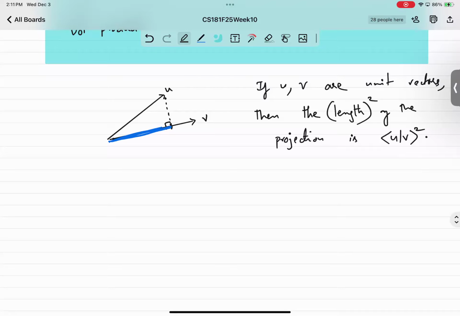The length squared is the dot product squared, and this helps us massively in computing various things. Okay. Any questions so far?